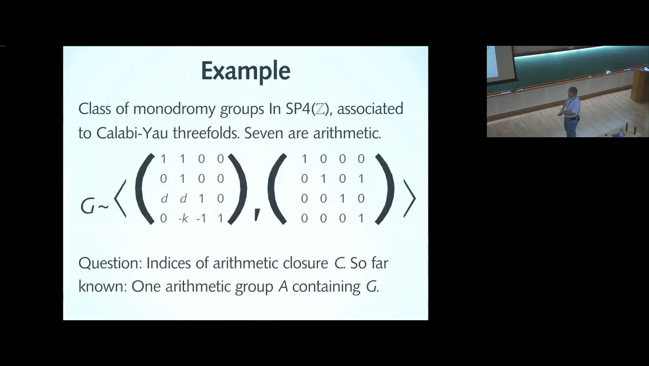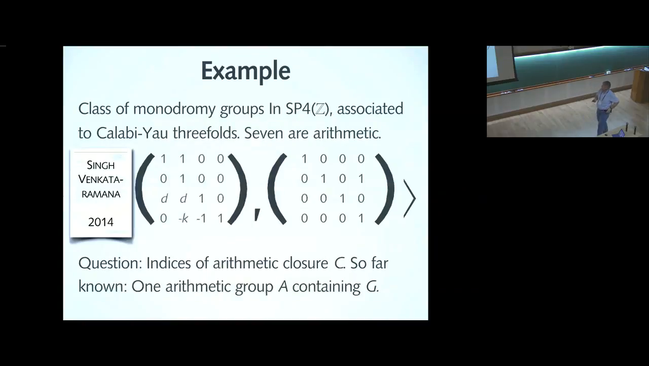Since we are here at a branch of the Tata Institute, I thought it would be amiss if I don't do this example, which is due to Singh and Venkataramana in a paper from 2014. They look at a class of monodromy groups in Sp4(Z), which are associated to Calabi-Yau threefolds. And in that class, 7 of them are arithmetic. If you do some base change, the matrices look like this, with a parameter d and a parameter k. And the question they asked was, what are the indices of arithmetic closures?